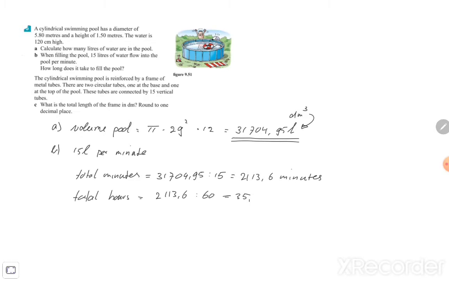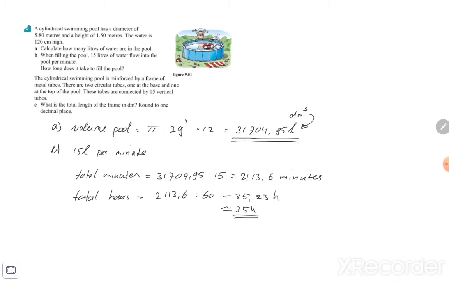rounded, 35 hours. Yeah, and they want to know how long it takes to fill the pool. They do not ask you to round it to a decimal place. So if you have 35 hours, it's even correct. Yeah. So that's the answer from exercise B.